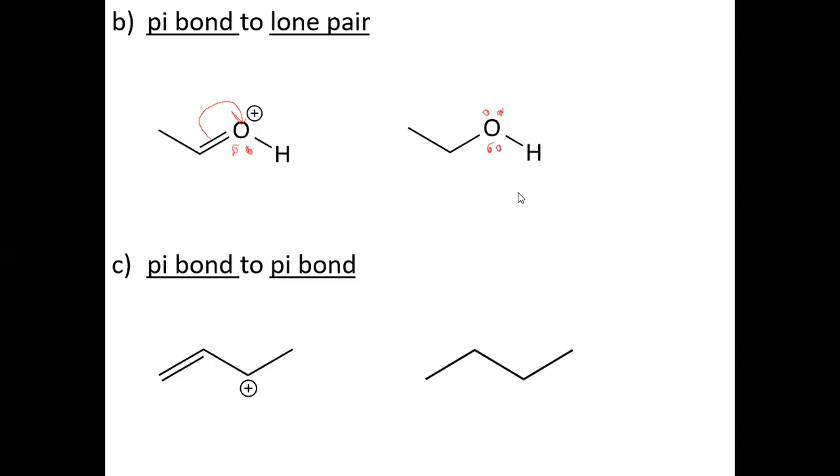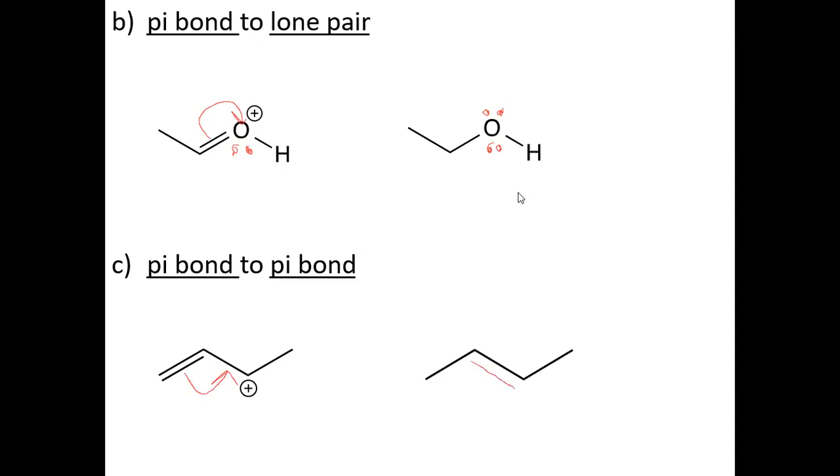All right. Now I can do pi bond to pi bond. So I can go from a bond to the atom that's part of that bond, or I can jump over the atom. So my pi bond can go like this. And now this is going to be my new pi bond.